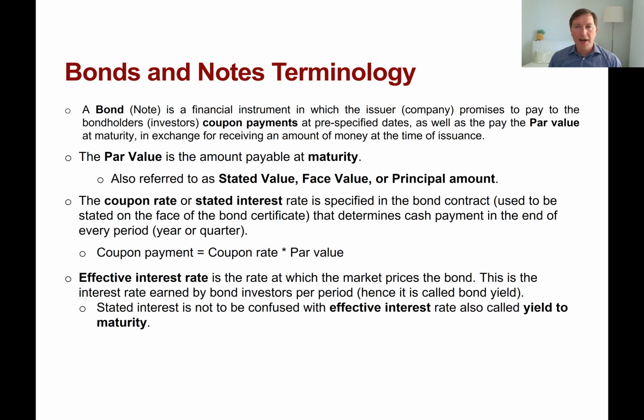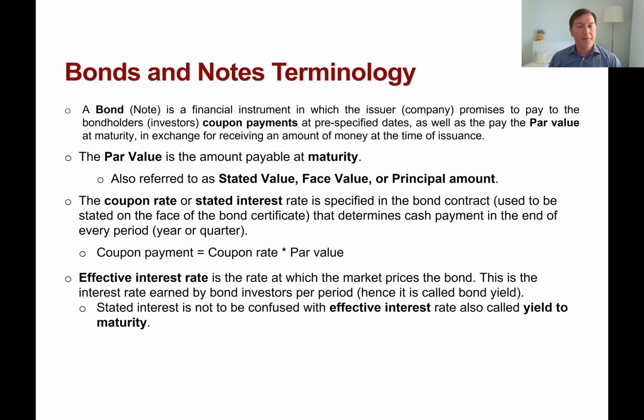Okay, so par value is the amount paid at maturity. It's also called stated value or face value or principal amount. So there's a bit of different terminology. Coupon rate or stated rate is the quantity that is stated in the bond contract. Right, it used to be stated on the face of the bond. This is the amount that determines the coupon payment. Right, the coupon payment is basically par value times the stated rate. Okay, or times the coupon rate.